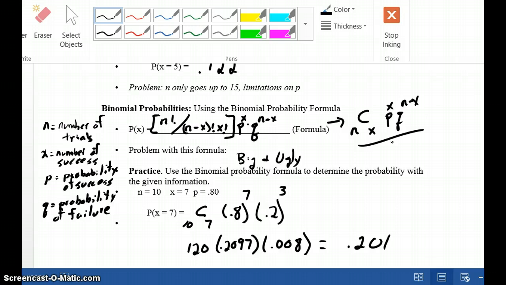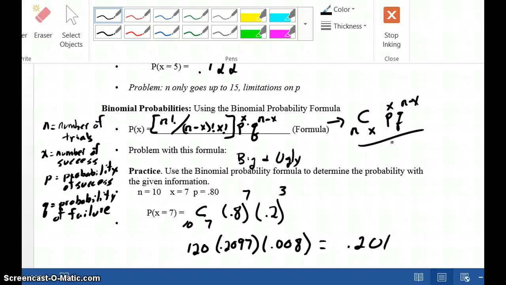On the left side, I've written out what those variables stand for. N is the number of trials, x is the number of successes, p is the probability of success, and q would be the probability of failure. So this formula works for every situation. The problem is that it's rather cumbersome, or we can say it's just kind of big and ugly, and it's not the easiest thing to use, but it will work every time for any binomial situation.